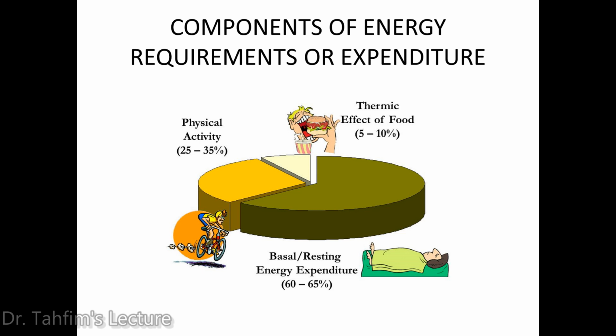What is BMR? When we are at rest, our heart, our lungs, our internal organs continue their functions without any rest. Otherwise, we would die. So for their functions, some energy is required even at rest. That is RMR, or resting metabolic rate. Right. The second one is physical activity.